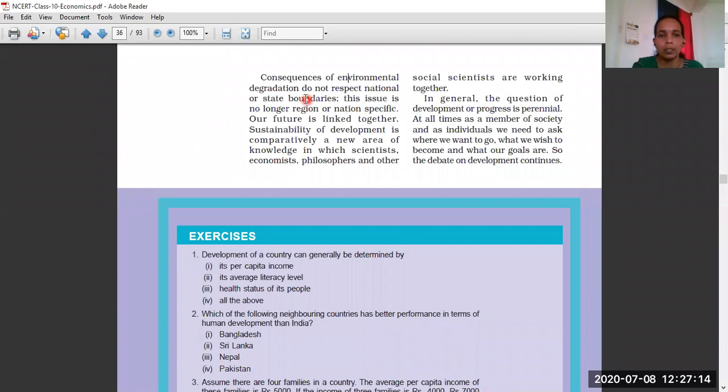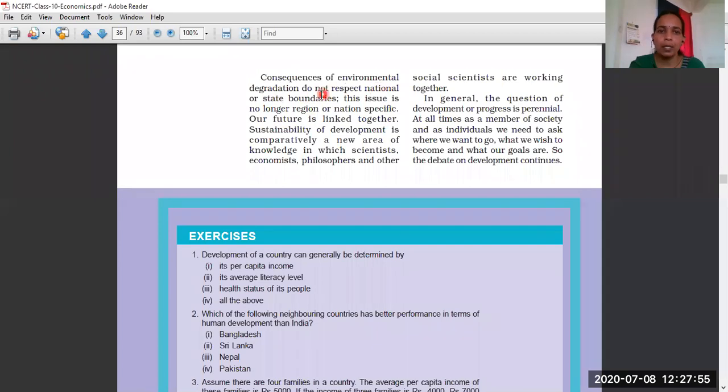Consequences of environmental degradation. What are consequences? Results, impacts. Whichever country is causing the environmental degradation, the whole world is facing the problem. Consequences of environmental degradation do not respect national or state boundaries. If environmental degradation takes place in America, that area is not going to come to India, but that will not happen. There is no restriction on the environment or on nature. It is going to spoil the whole world. Maybe one country is making a mistake, but the whole world has to face the problem.